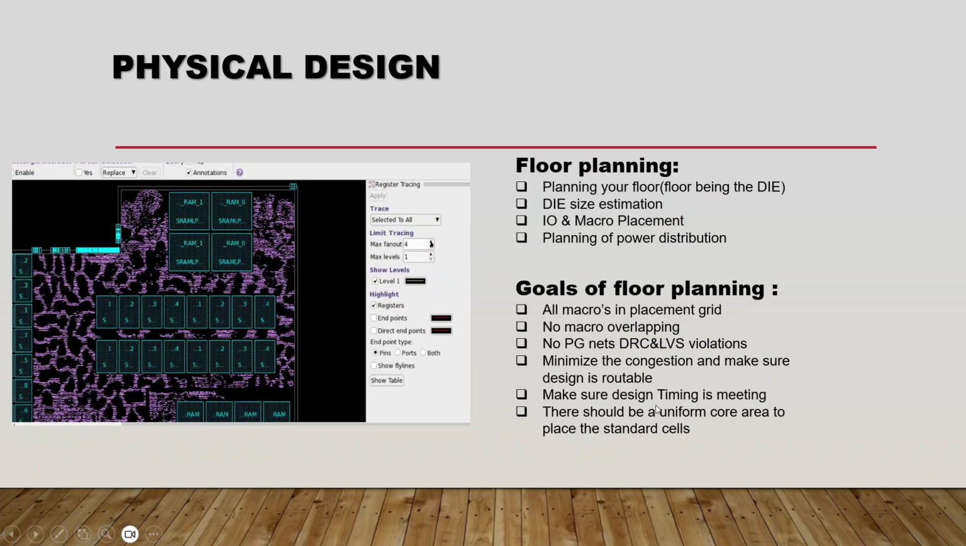All macros should be in place on the placement grid, and no macros should overlap. There should be no PG nets, DRC, or LVS violations, that is design rule check and LVS violations. Minimize the congestion, and make sure the design timing is meeting. There should be a uniform core area. These are the goals of the floor plan.